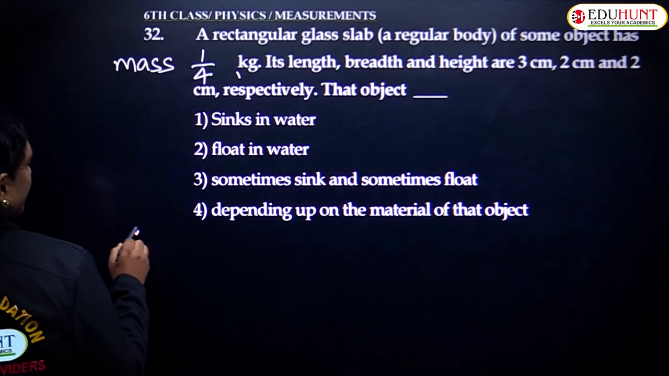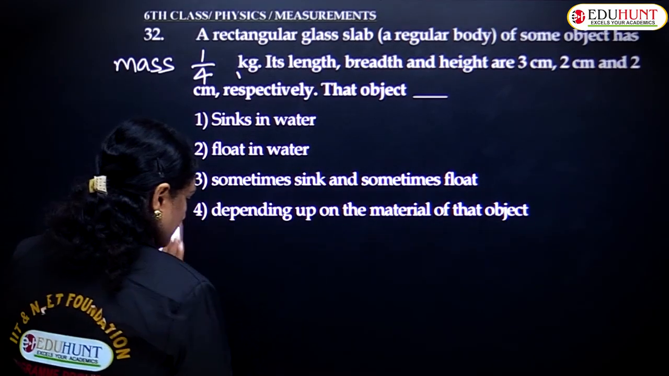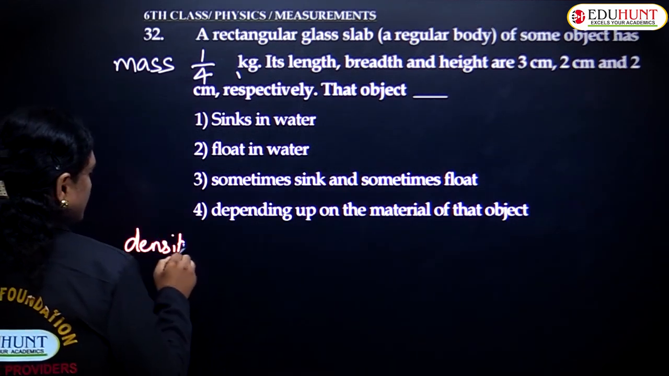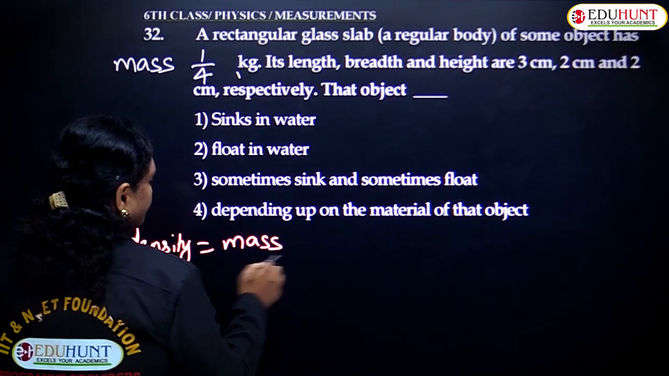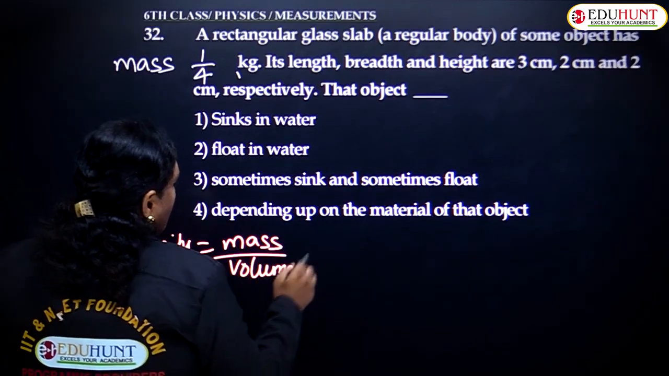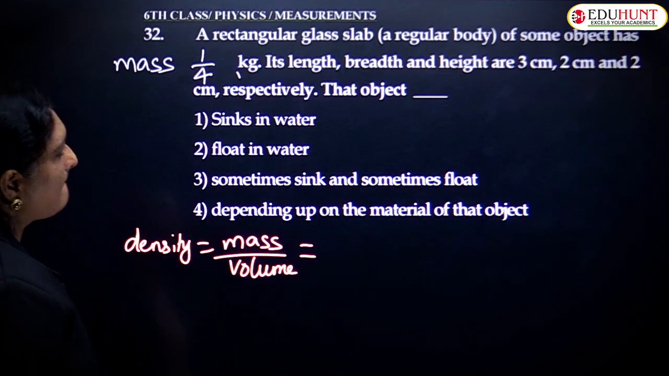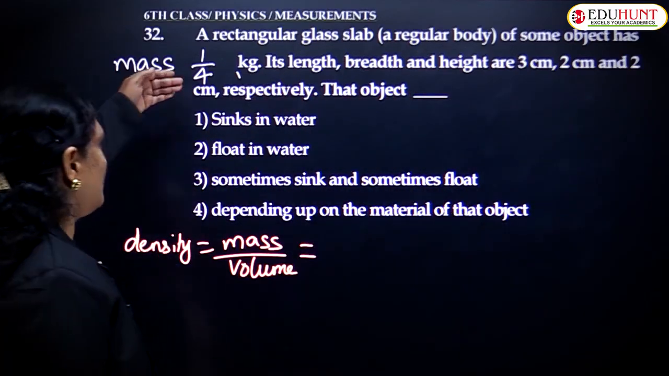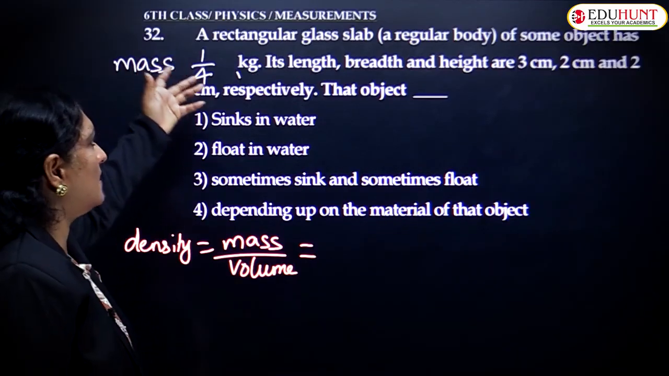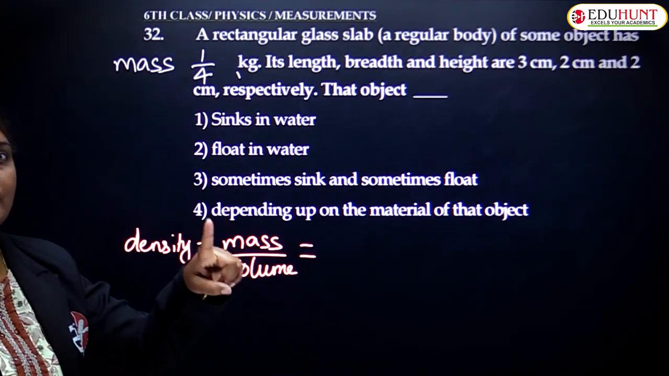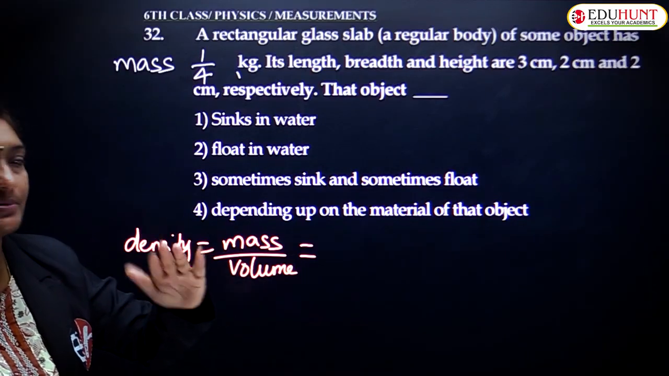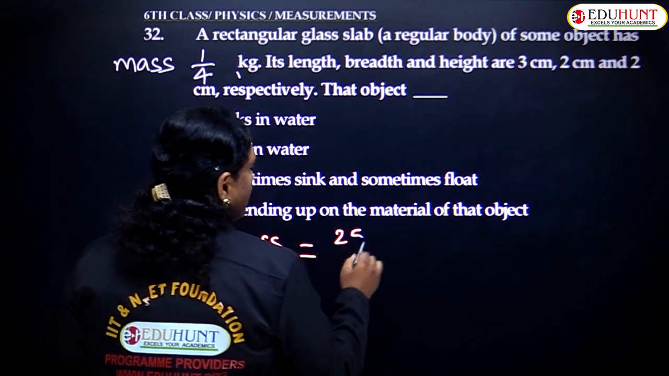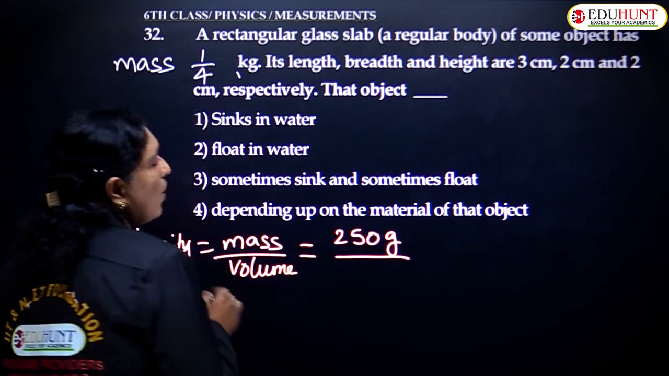So here first of all let us try to find out its density. As you know, the formula for density equals mass by volume. So mass, here it is given in CGS system and here it is in SI system. As I have corrected it, 1 by 4 kg. 1 kg means 1000 grams. Half kg means 500 grams. So 1/4 kg means 250 grams. So mass instead of 1/4 kg, let me write it as 250 grams upon volume.